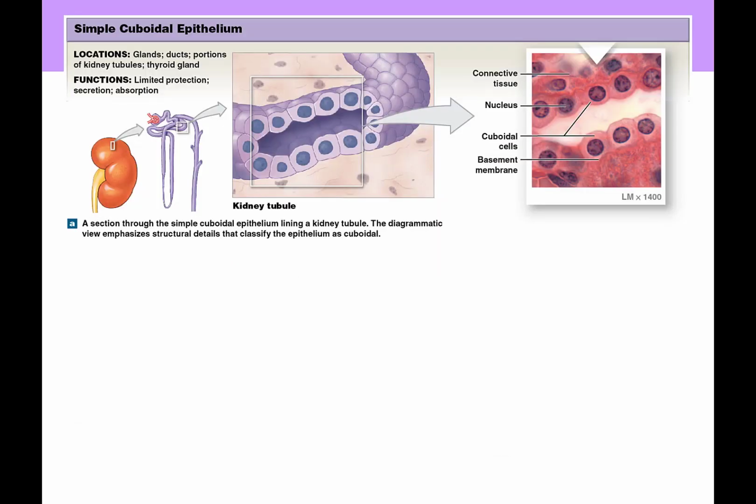Simple cuboidal epithelial tissues are one layer of cube cells. They are found in glands, which are epithelial tissues that grow inward and form little pocket-like structures. These could be things like sweat glands and oil glands, for example. Simple cuboidal also lines tube-like structures, things like the nephron of a kidney as well. Since glands secrete things, the main function of this tissue is secretion and absorption.